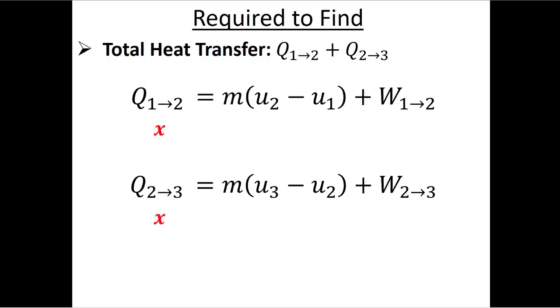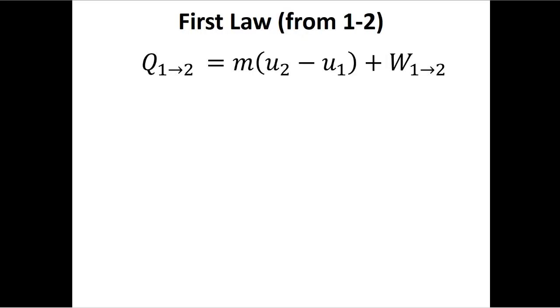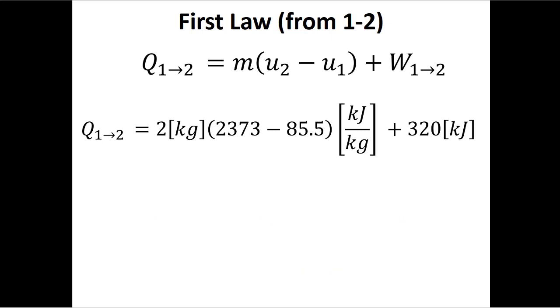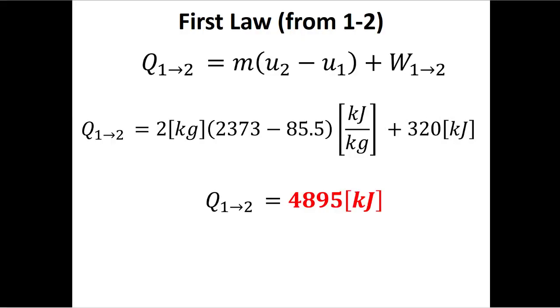So now all of these things are known except the heat transfer. I do know the mass. I know U1. I know U2. I know U3. And I know the work for both processes. So at this point, I'm just putting numbers into my calculator to find the heat transfer for process 1 and for process 2. So for the heat transfer for process 1, I'm going to carry my units through here. I see that my kilograms in my first term are going to cancel. So I'm left with kilojoules plus kilojoules, which is good. That means no more unit conversion.